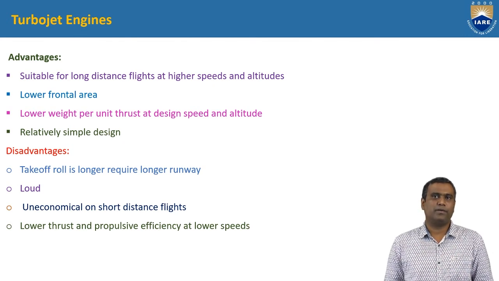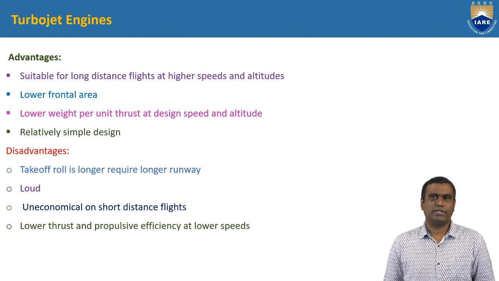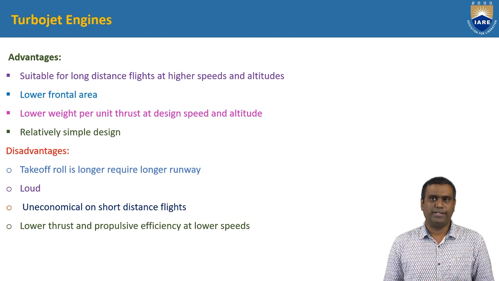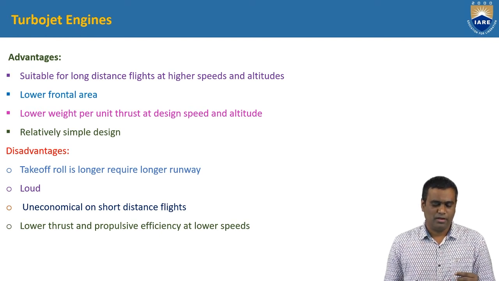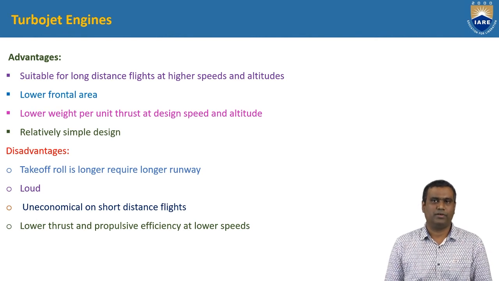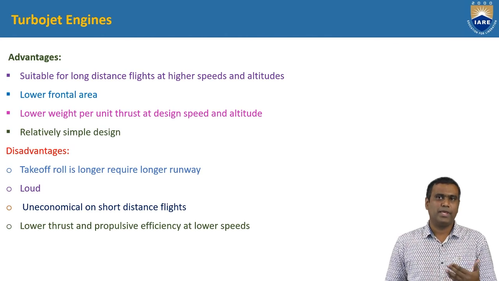And some disadvantages are that the takeoff roll is longer, so it requires a longer runway, and they are loud also. Turbojet engines are a little louder. Actually, they are loud and uneconomical on short distance flights, and have lower thrust and propulsive efficiency at lower speeds. These are the advantages and disadvantages of the turbojet engine.